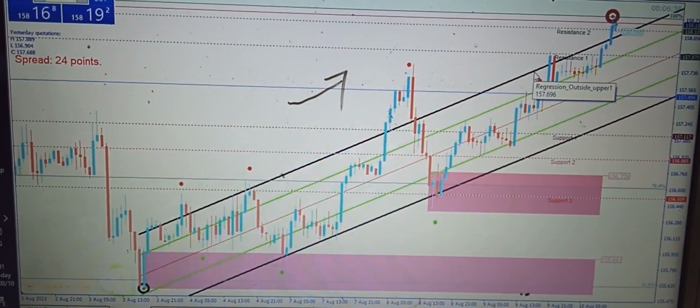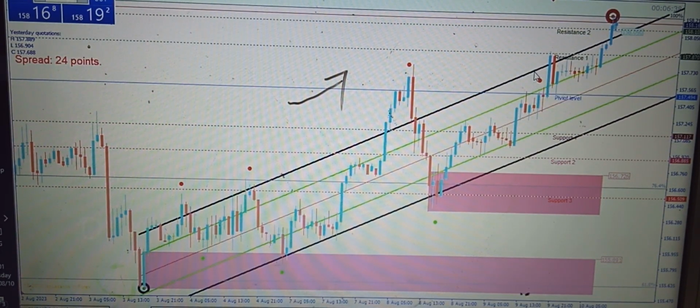Remember, in the previous video, we were talking about trading support and resistance using the price action system. In this video, we are going to look at trading what we call the trend lines. Remember, in the market, we have two types of trends: the downtrend and the uptrend.